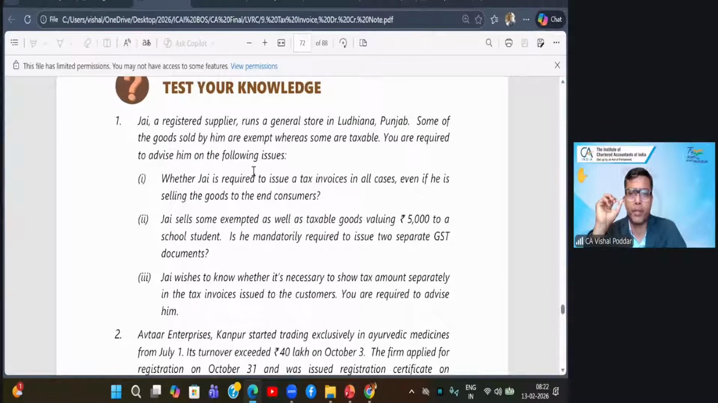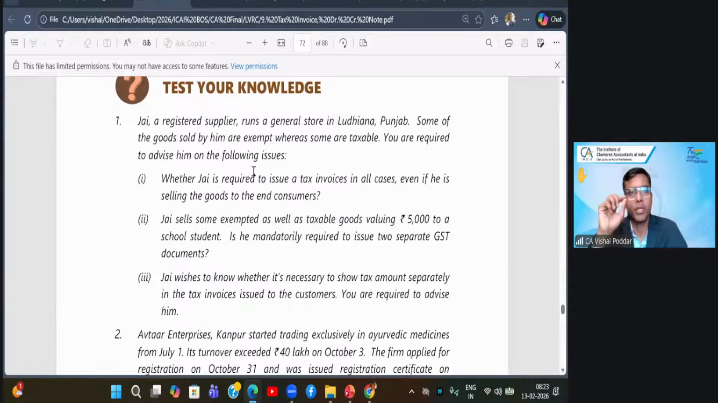Very good. So the answer is, in case you're a composition dealer, or in case you're a regular dealer making exempt supplies, for these two things, the law prescribes a document called a bill of supply. So this is the first point, that you have to issue a bill of supply at least for the exempt goods here. However, firstly, let me make the provision clear. For exempt goods, you have to issue a bill of supply. For taxable goods, you have to issue a tax invoice.